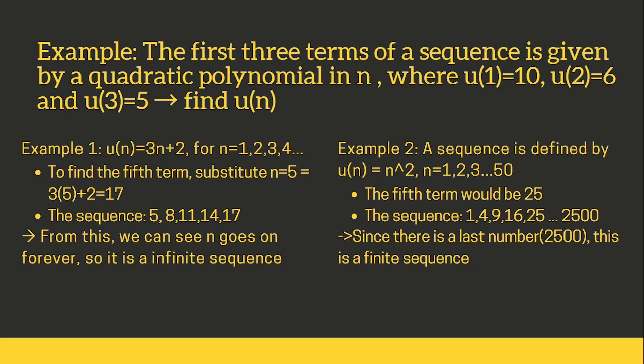Then, for example 2, a sequence is defined by Un, where n goes from 1 to 50. So the first term will be 20, the fifth term will be 25. Then the sequence will keep increasing, but it will stop once it reaches the last number, which will be 50 squared, which is 2500, and this will be a finite sequence.